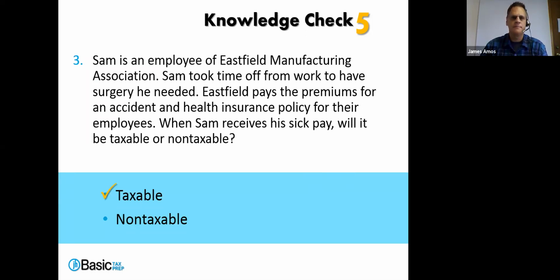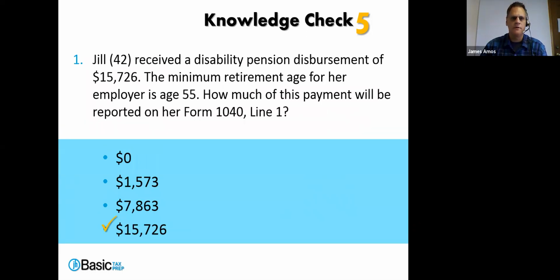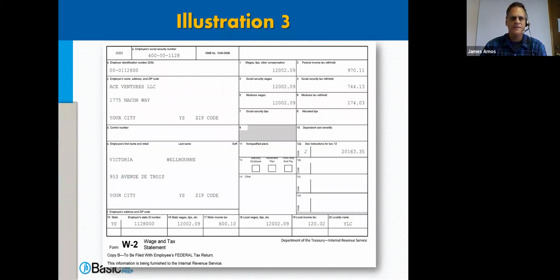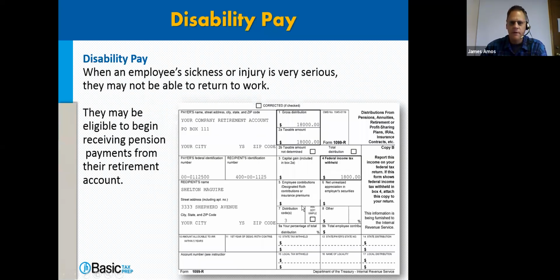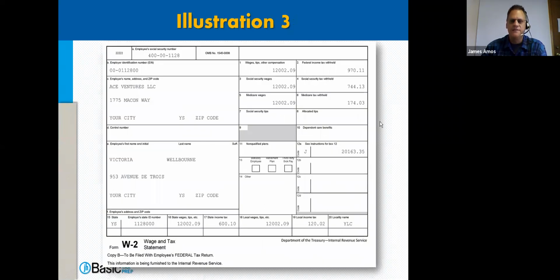Now, let me show you something. I'm going to back up a few pages here because I want to show you. That's why these can get confusing. This W-2, that's the situation here. Oops, not that one. My bad. I'm trying to get to the right one. That's the situation here. Notice there's a code J. Notice there's $20,163 that was paid to him.